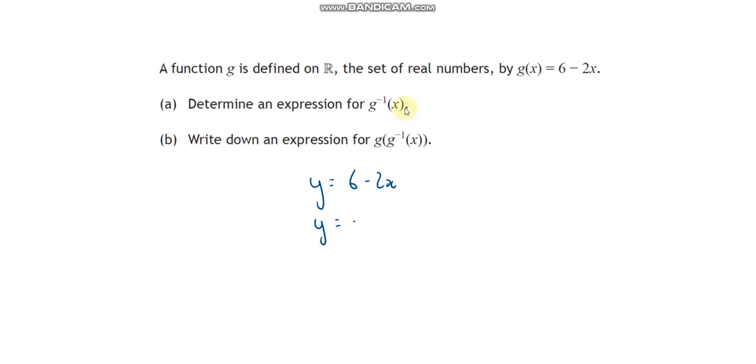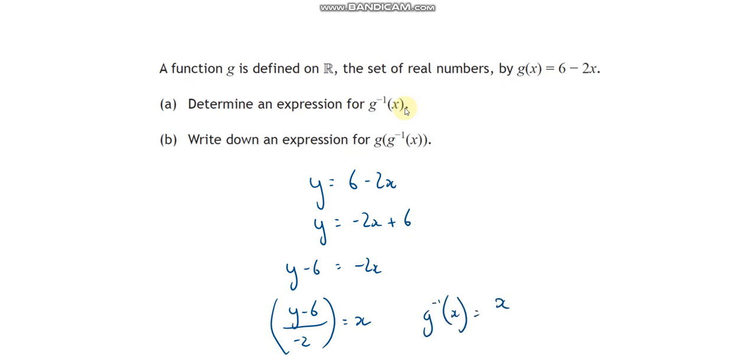If you wanted, you can think of it like that. That means it's y take away 6 is negative 2x. That means it's y take away 6 divided by negative 2, and that is all equal to x. So that means that g to the negative 1 of x is equal to x take away 6 divided by negative 2. So yeah, when you start doing these, you see the patterns are very, very similar, isn't it?